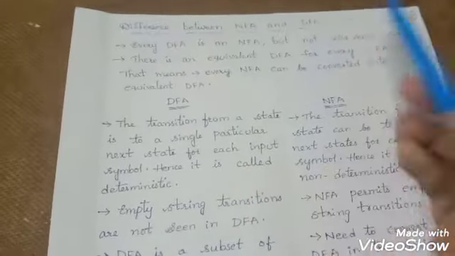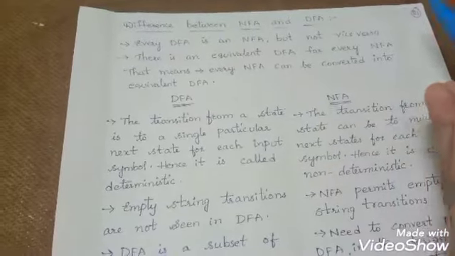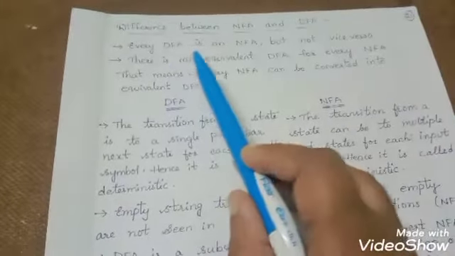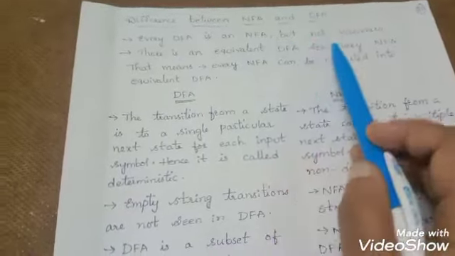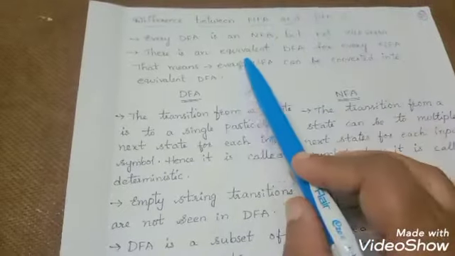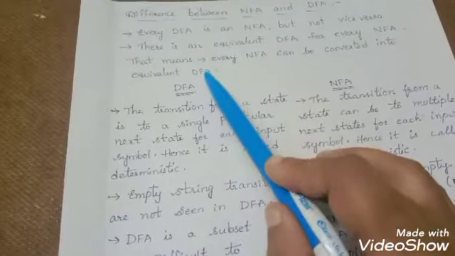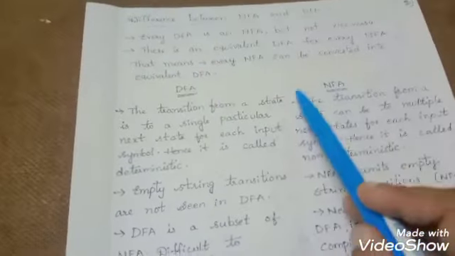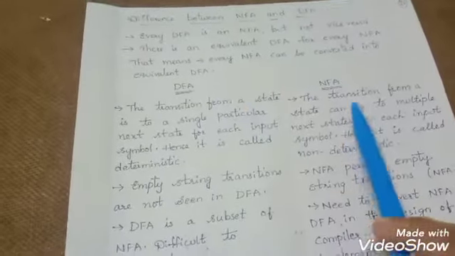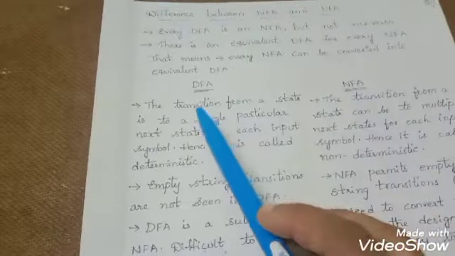So not every NFA will become a DFA. There is an equivalent DFA for every NFA. That means every NFA can be converted into its equivalent DFA. So now the differences between DFA and NFA are as follows.